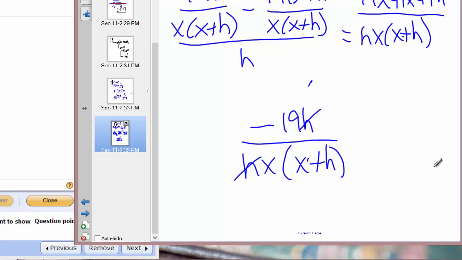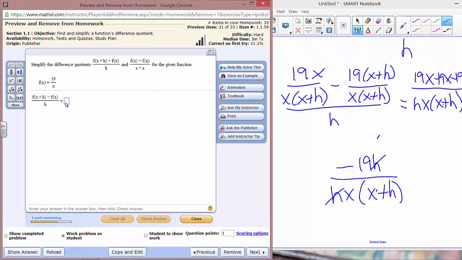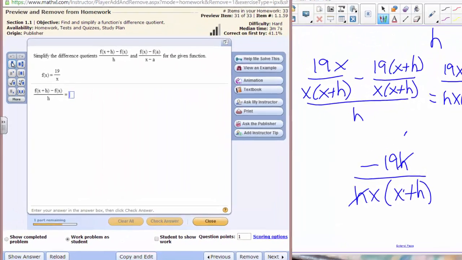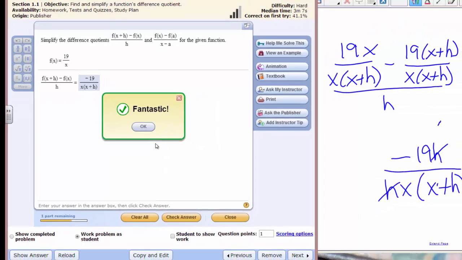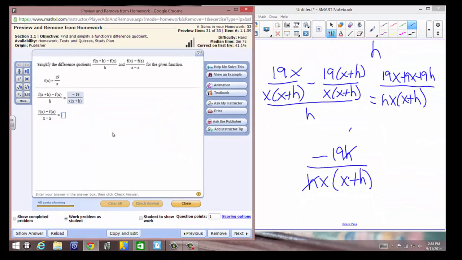So let's enter that in. It's a fraction, so we need the fractions from the palette here. So we have negative 19, tab to get to the denominator, x times the quantity x plus h. And let's check. Now they want the other form of the difference quotient, so let's work on that one.